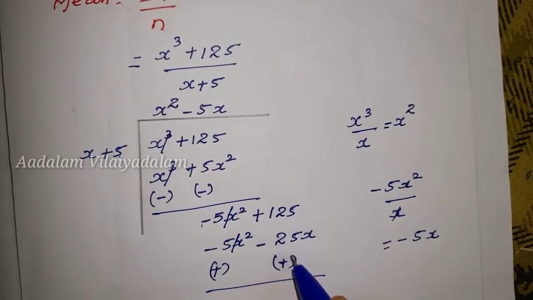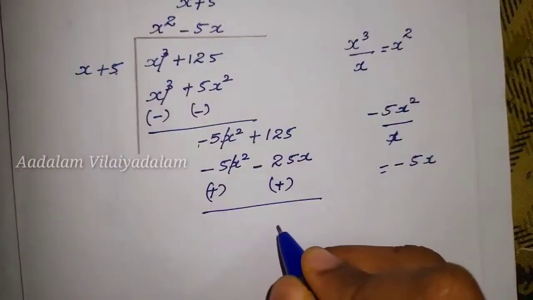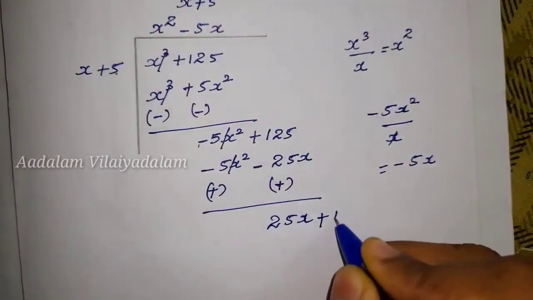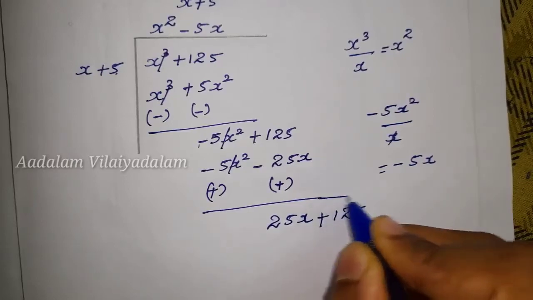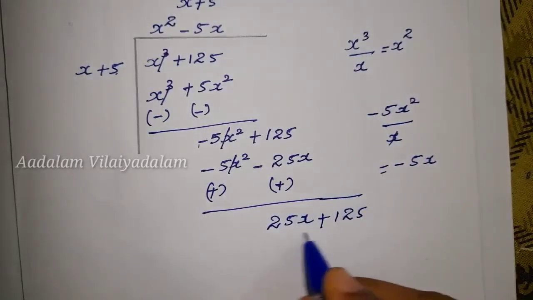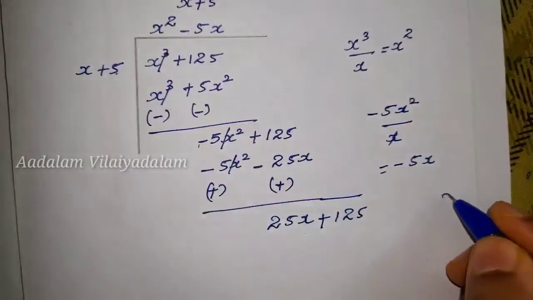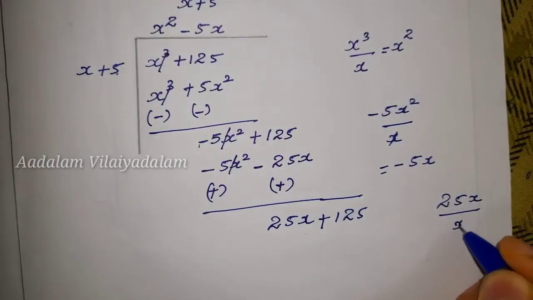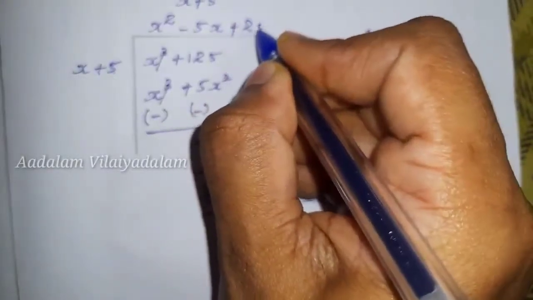This one 125 is a different term, so write as it is only. So plus 25x plus 125. So next find the quotient value. So 25x divided by x. So x cancel. So you write plus 25.